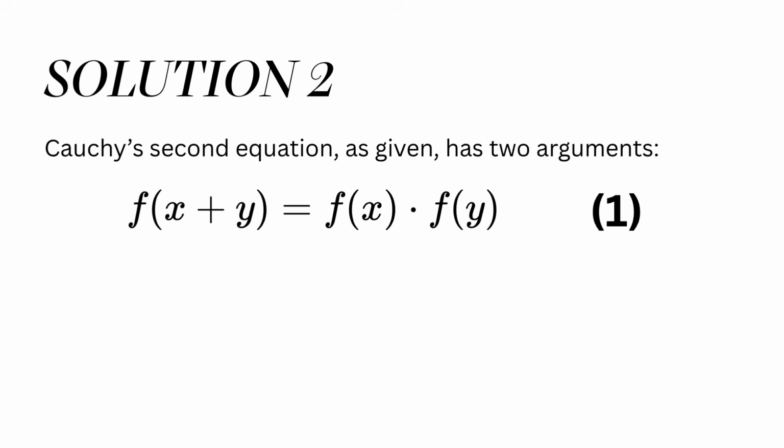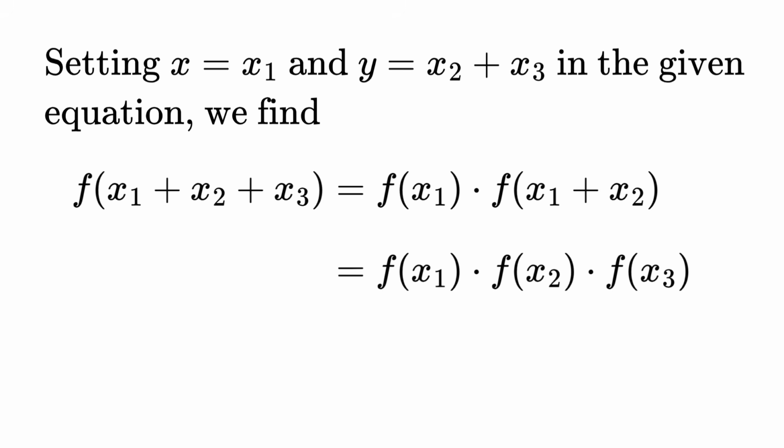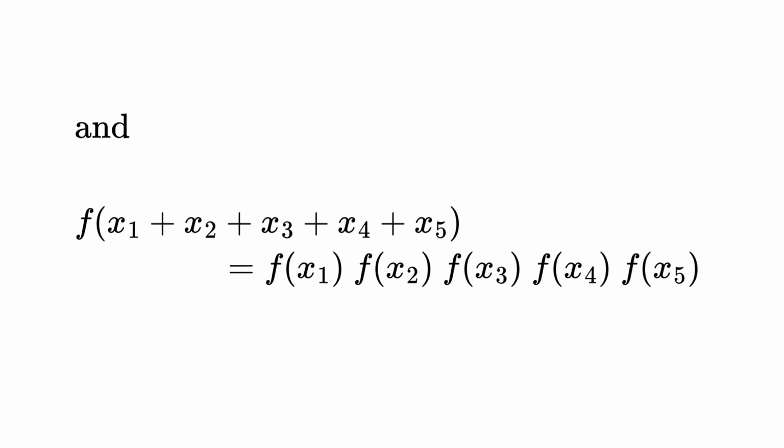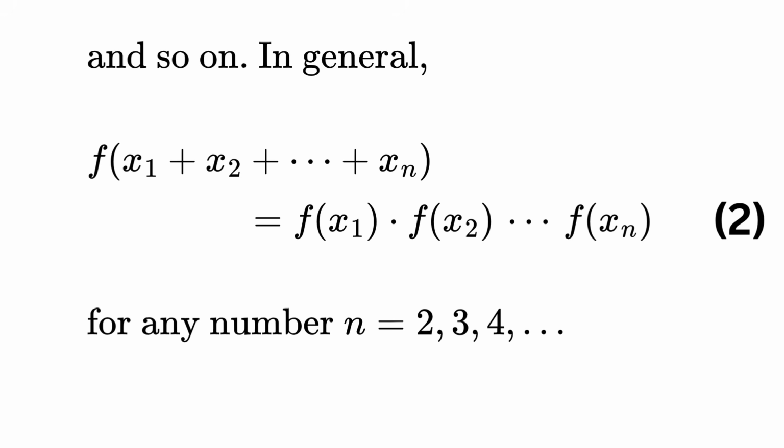This method works even if we fail to see the previous substitution or the solution of Cauchy's linear equation cannot be considered known. First, we rewrite the given equation to include any number of arguments. The modified equation will be used to find the result for integers and rational numbers. Hence, in the defining equation 1, we set x1 for x and x2 plus x3 for y. This results in a similar functional equation, but for 3 arguments. We can repeat this process to get an equation for 4 arguments, and an equation for 5 arguments, and so on for any number of arguments.